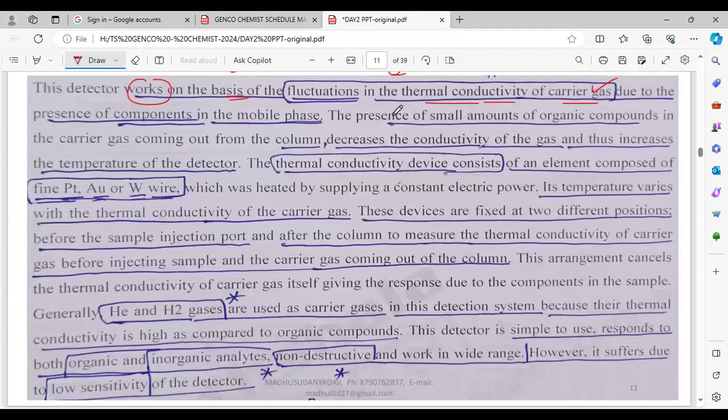It works on the basis of fluctuations in the thermal conductivity of the carrier gas due to the presence of components in the mobile phase. So these components are not the same, right? Suppose you are trying to separate 4 different components in the sample. The 4 different components will be volatile at different temperatures. So they will come out of the column at different time intervals.